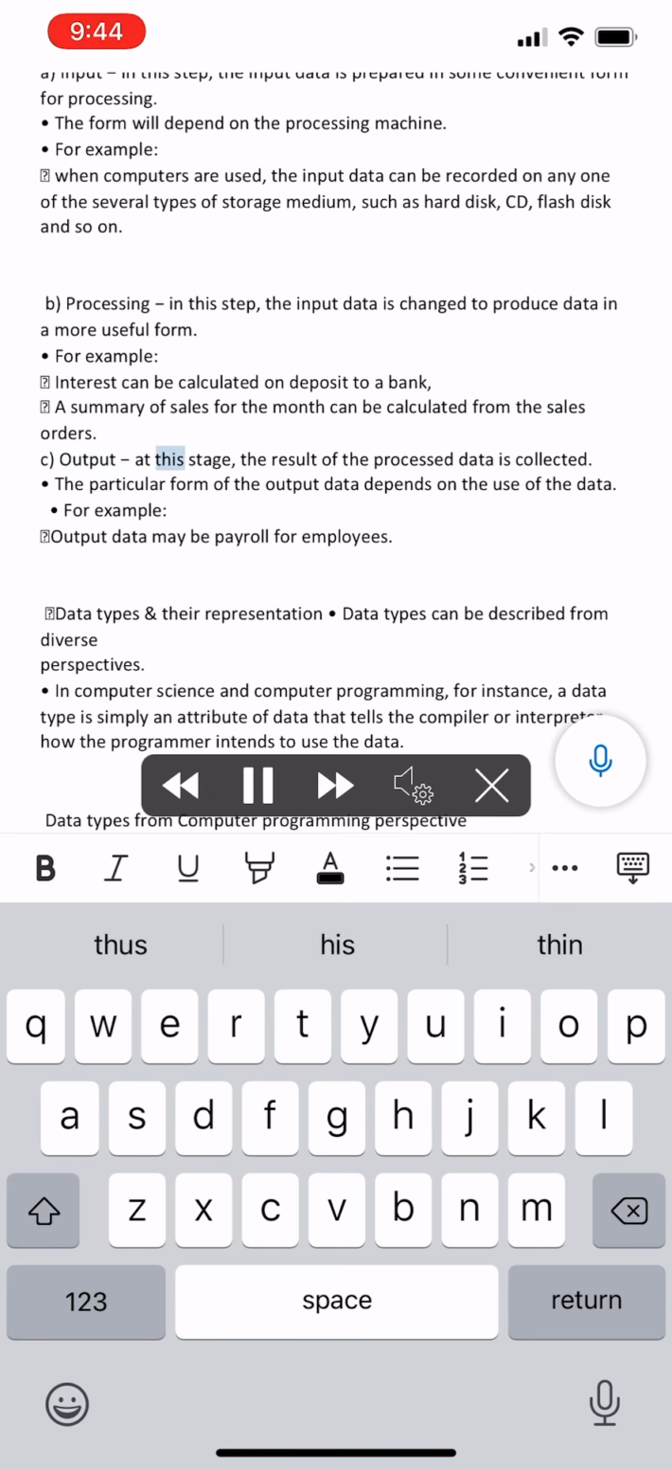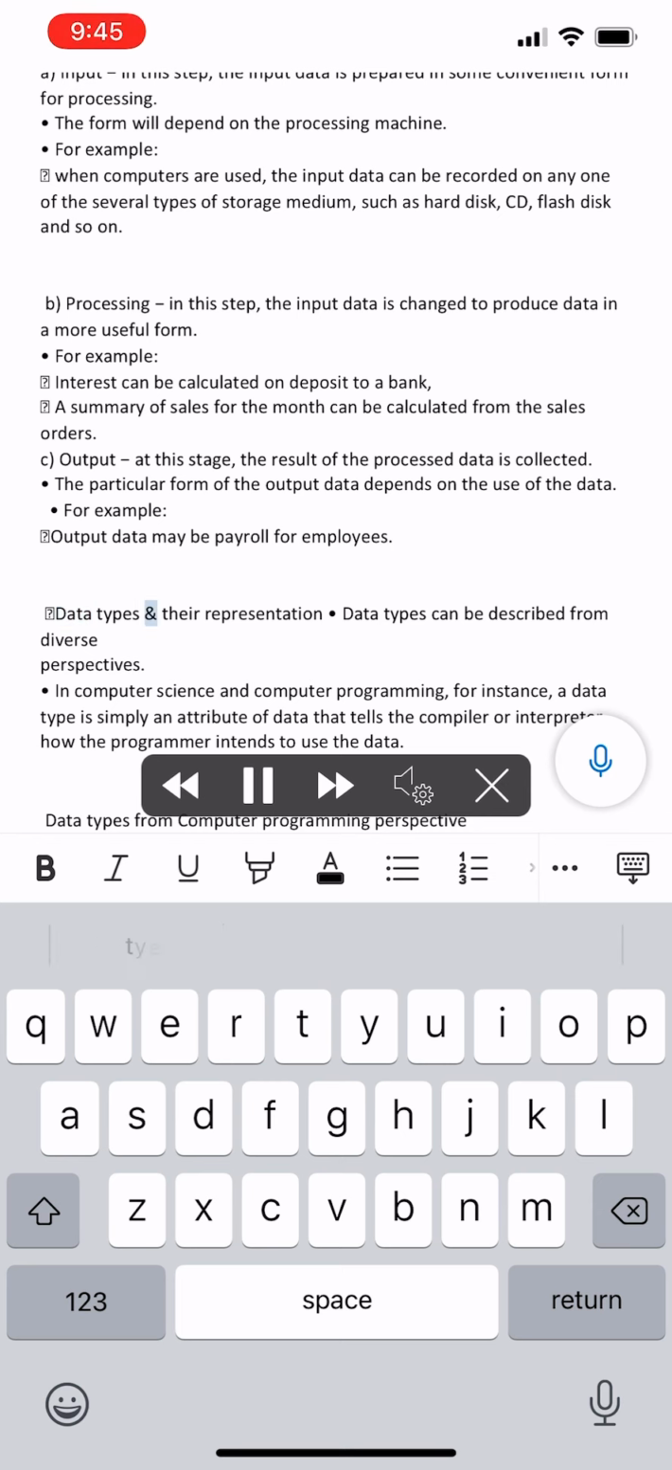Output: at this stage, the result of the processed data is collected. The particular form of the output data depends on the use of the data. For example, output data may be payroll for employees.